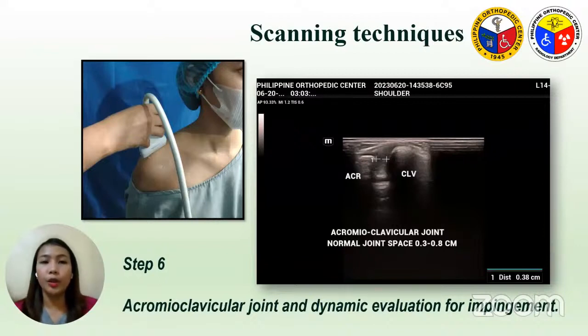The normal acromioclavicular joint space is within 0.3 to 0.8 centimeter. If the acromioclavicular joint is wider, or if there is clinical evidence of acromioclavicular joint dislocation, alignment changes should be checked using the dynamic evaluation.